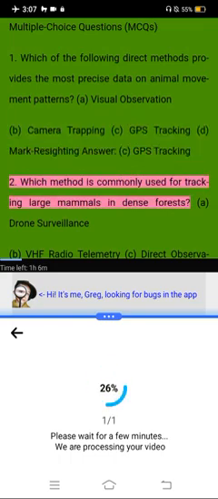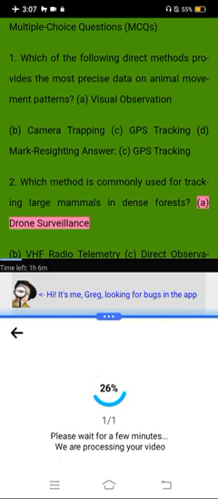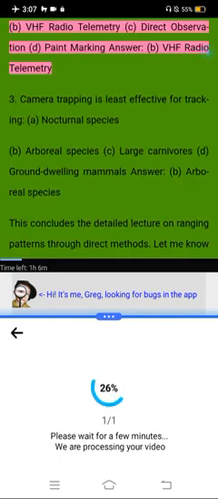2. Which method is commonly used for tracking large mammals in dense forests? A. Drone surveillance. B. VHF radio telemetry. C. Direct observation. D. Paint marking. Answer: B. VHF radio telemetry.